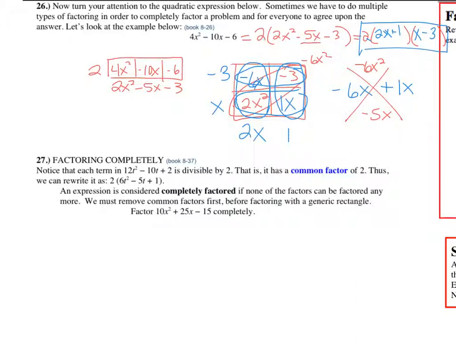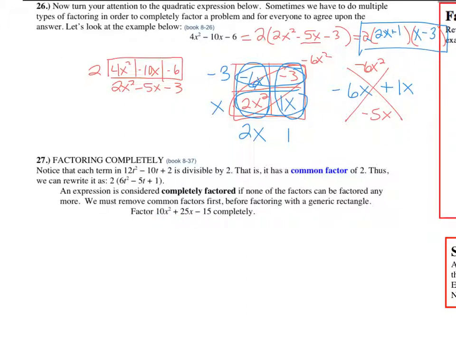So problem 27, factoring completely. Note that each term in 12t squared minus 10t plus 2 is divisible by 2. That is, it has a greatest common factor of 2. So we can factor the 2 out and write it as 2 times 6t squared minus 5t plus 1. An expression is considered completely factored if none of the factors can be factored anymore. We must remove common factors first before factoring with the generic rectangle.